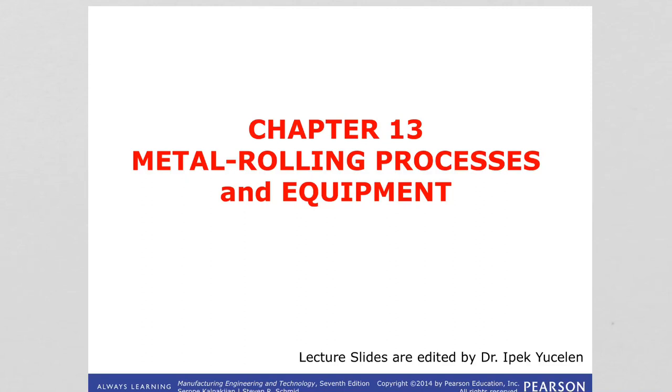So starting from today, we're gonna learn about forming and shaping processes, and the equipment used during these manufacturing techniques. So what are these forming and shaping techniques? One of them is rolling, and today we're gonna learn about rolling. And there is also forging, extrusion, sheet metal forming, powder metal forming processes. So all of these we're gonna see starting from today. Today is rolling, and then in the further chapters we're gonna learn about other types of forming and shaping processes.